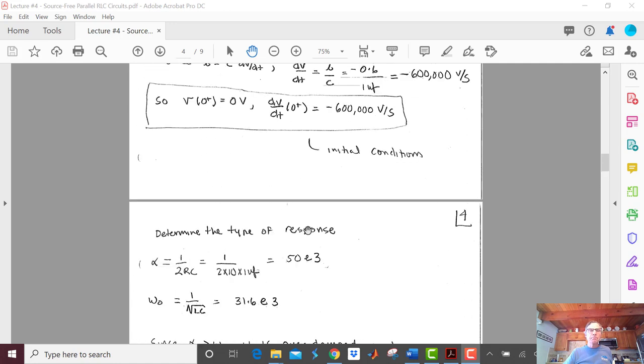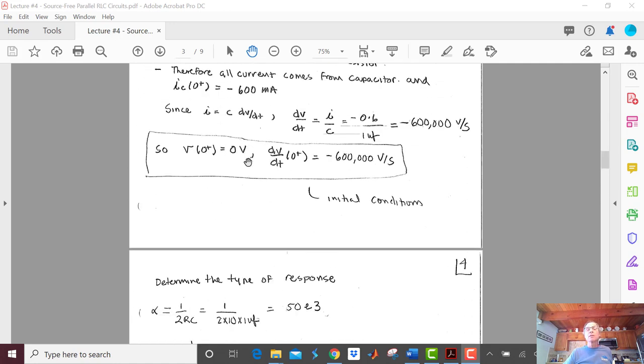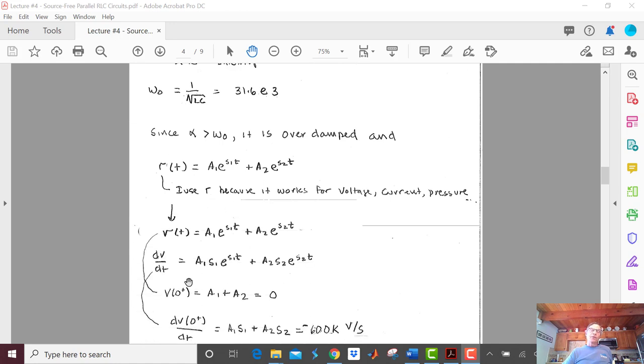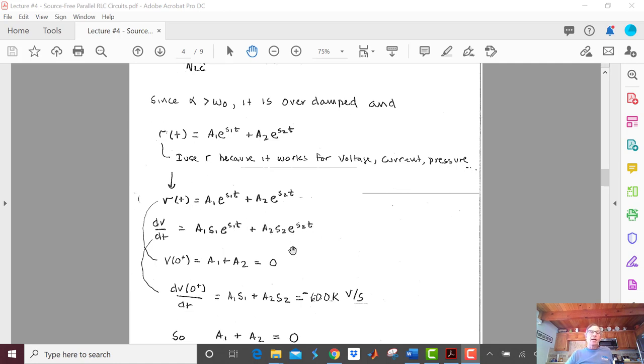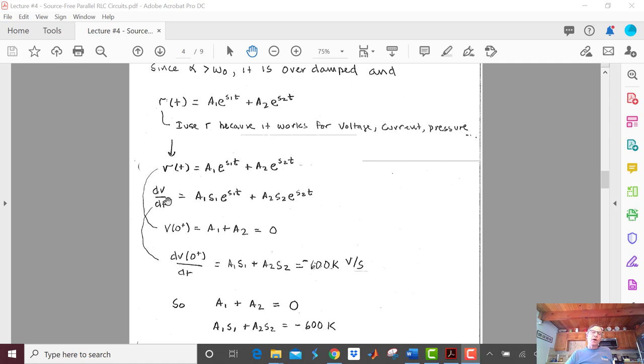V0 plus, we put a box around it. Now what I'm going to do is take the derivative of my basic response here, and that is going to be A1 S1, because I'm taking the derivative with respect to time, e to the S1 t, plus A2 S2 e to the S2 t, and I'm going to substitute 0 into that. Time equals 0. So dv/dt at 0 plus is going to be A1 S1 plus A2 S2.